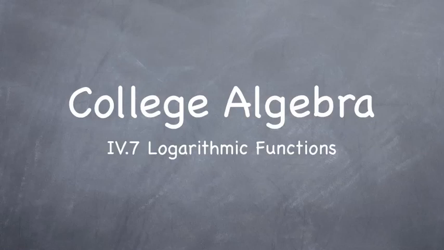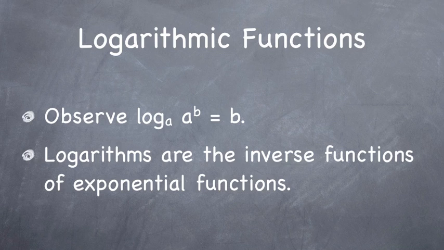This is lesson 4.7 on logarithmic functions. So we introduced logarithms in the previous section and said that we can think of them as basically exponential functions or exponential problems in reverse. So if we make this silly little observation, log base a of a to the b, if we were asked to evaluate that, what we would have to ask ourselves is, okay, a raised to what power equals a to the bth power? Well, that's kind of a silly question, isn't it? It's obviously going to be b.